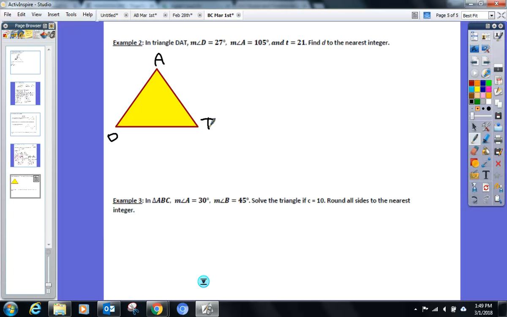I am still waiting for somebody here. D, A, T triangle? Anybody? Talk to people in your group if you don't get that one. 27. It's like the highlight of my day right there. D, A, T triangle. Angle A, 105. Lowercase t. Across from angle T, the side is 21. And I'm not looking for you to solve. I just want to know what lowercase d is, which is the side across from angle D. That's all I need here. I don't need you to solve it.